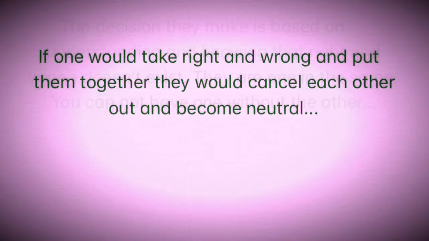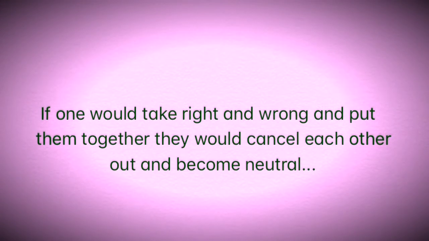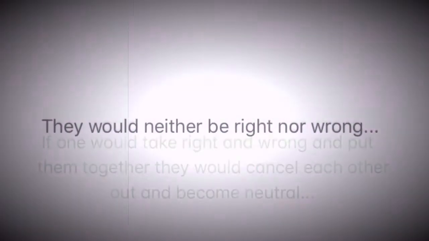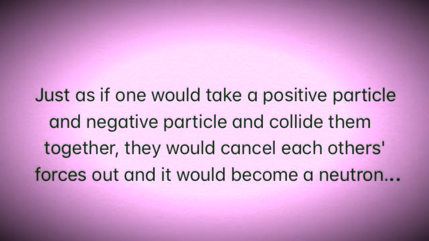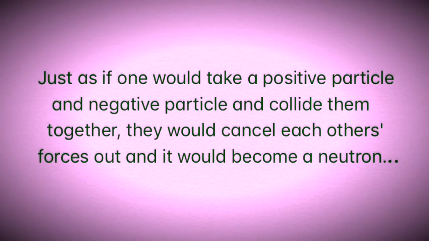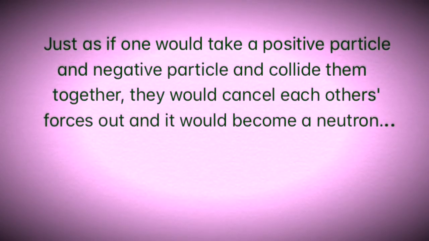If one would take right and wrong and put them together, they would cancel each other out and become neutral. They would neither be right nor wrong. Just as if one would take a positive particle and a negative particle and collide them together, they would cancel each other's forces out and it would become a neutron.